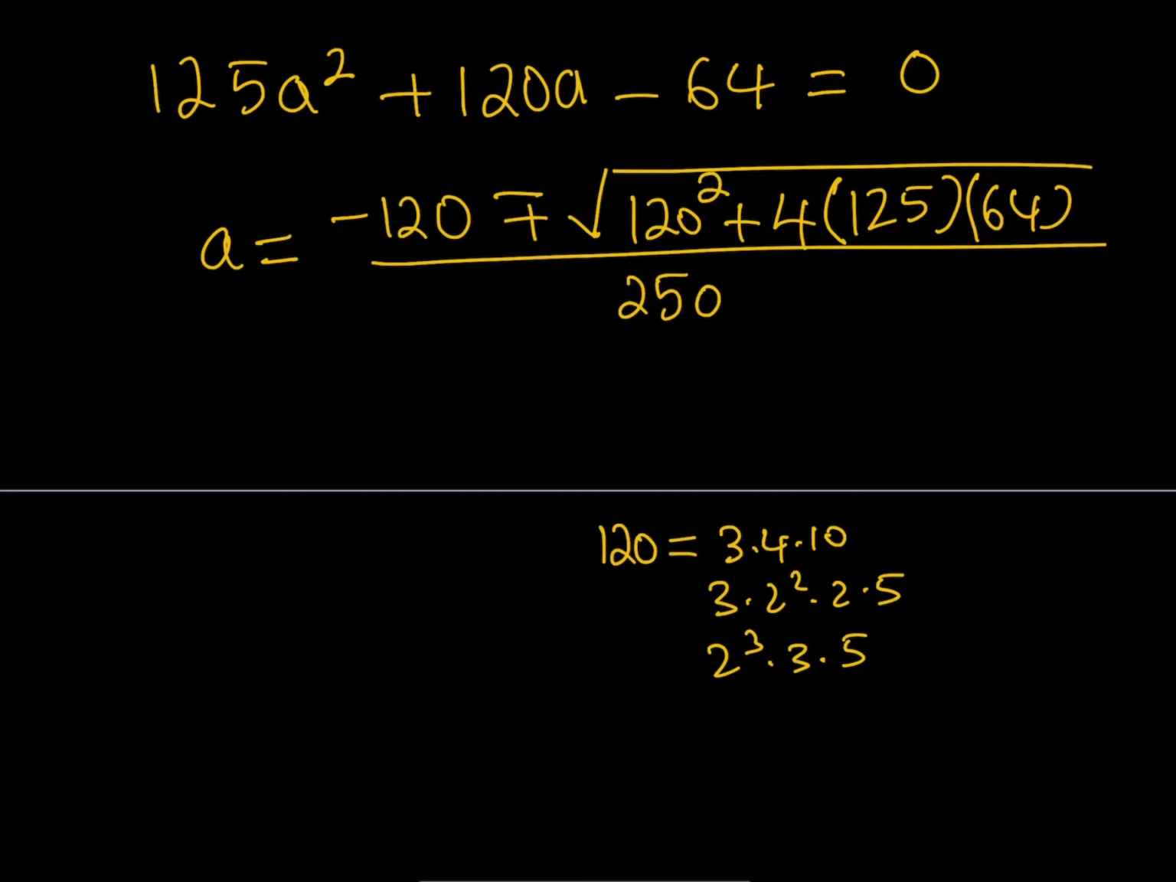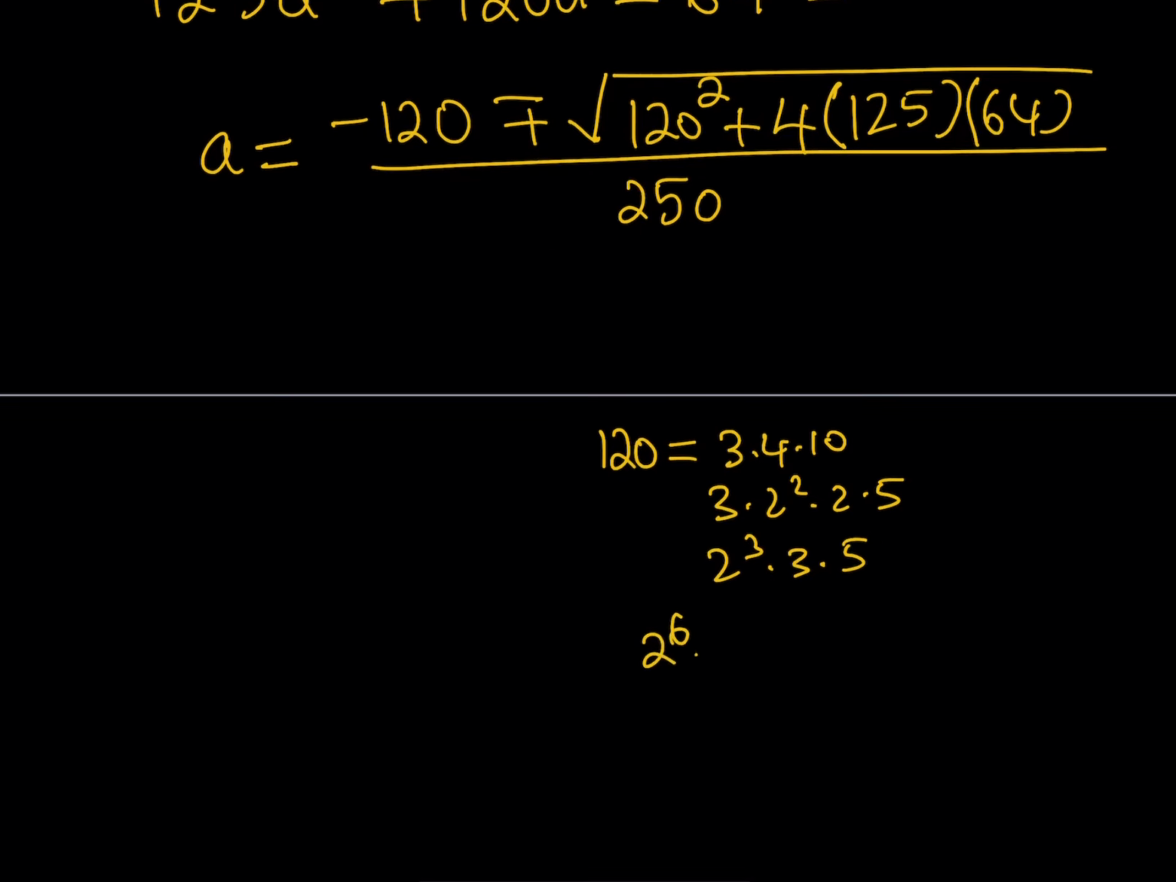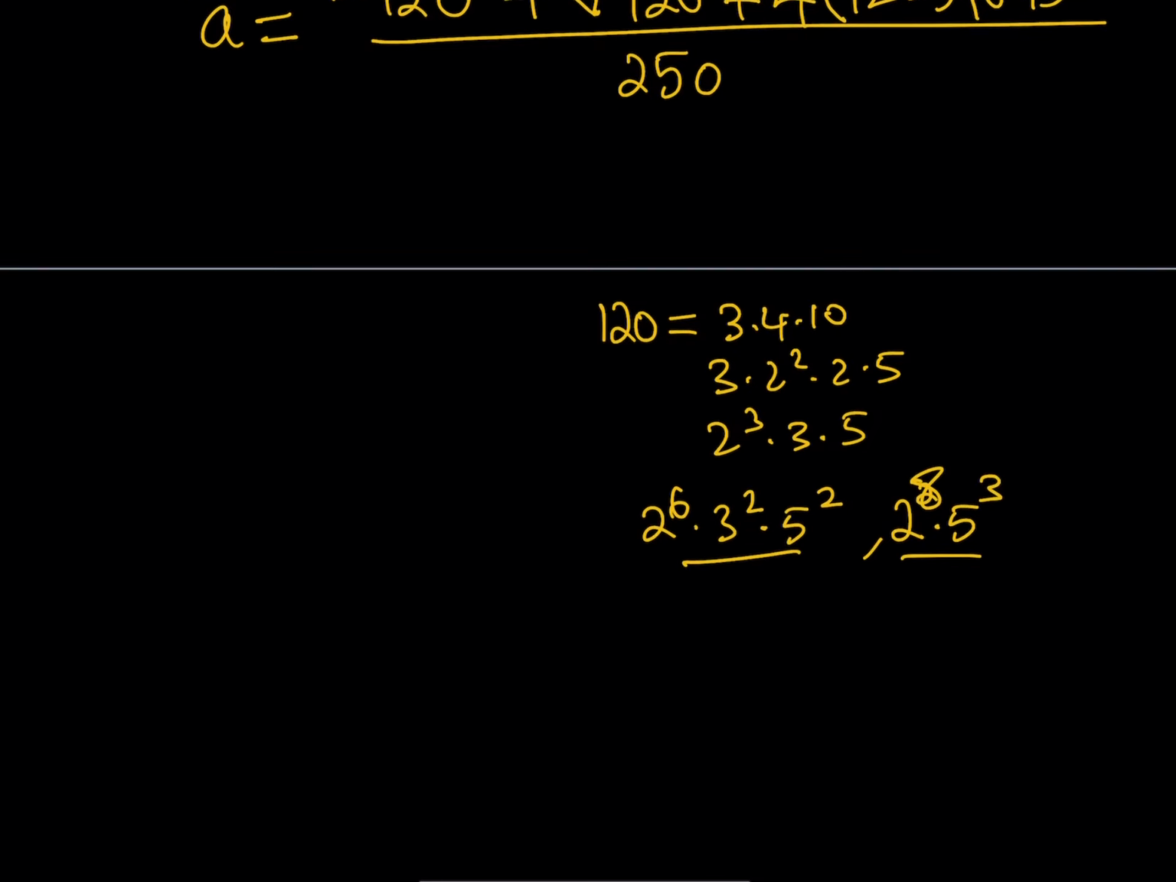Then I'm going to square this expression. So that's going to give me 2 to the 6, 3 squared, and 5 squared. That's one of my factors. The other factors are going to be 2 squared. I'll get a 5 cubed. And that's a 2 to the 6. So it's going to make it 2 to the 8th. Great. So now we're looking for a common factor of these two expressions, which shouldn't be too hard to find. And that seems to be 2 to the 6 times 5 squared.